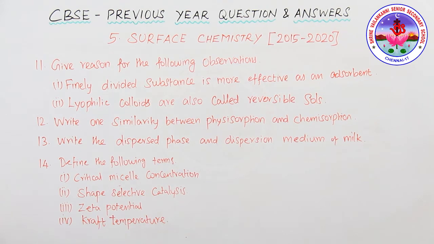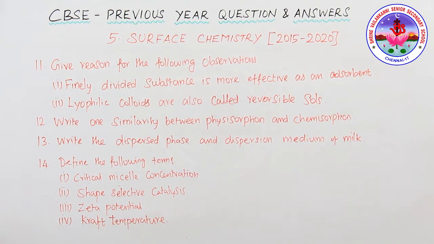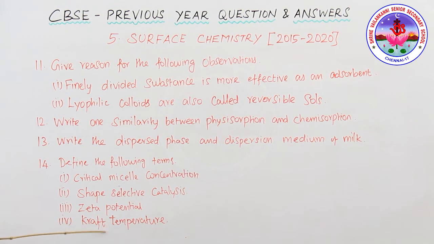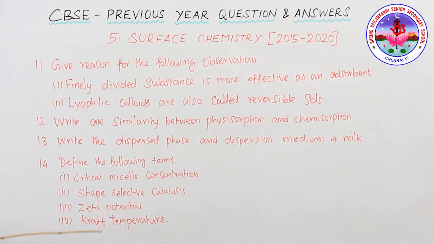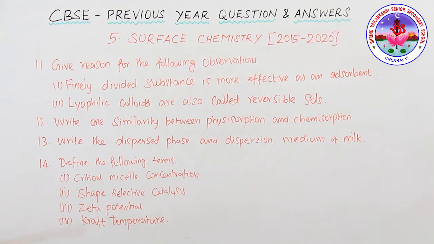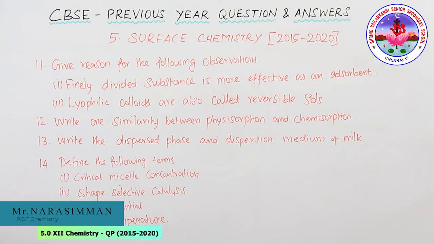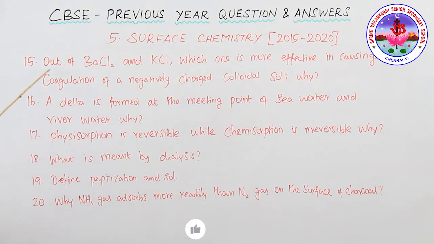Then the last one is the Kraft temperature, simply T subscript K. The Kraft temperature is the temperature above which micelle formation takes place. I will repeat this. The temperature above which micelle formation takes place. This is the key point. The temperature above which micelle formation takes place is called Kraft temperature. Look at the next question.